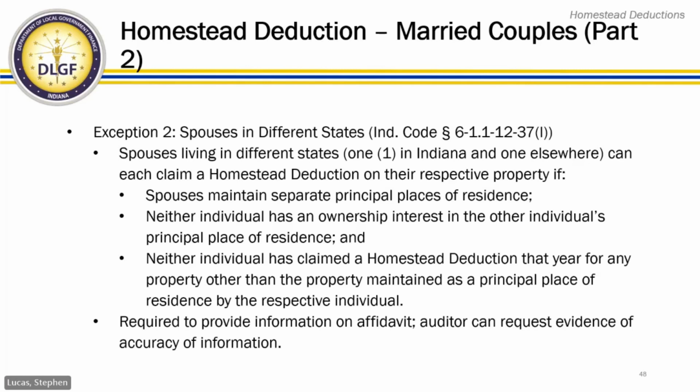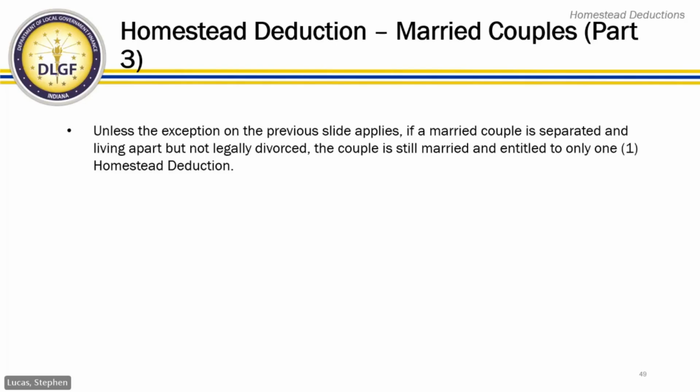Next. So outside of this exception, a married couple who may be separated but not legally divorced may only receive one homestead deduction. Next.